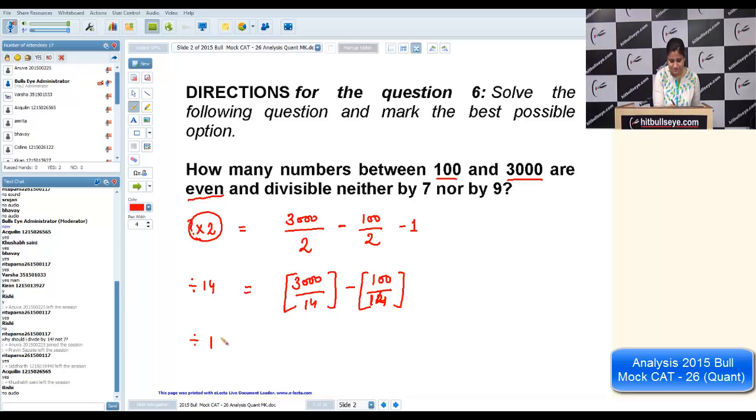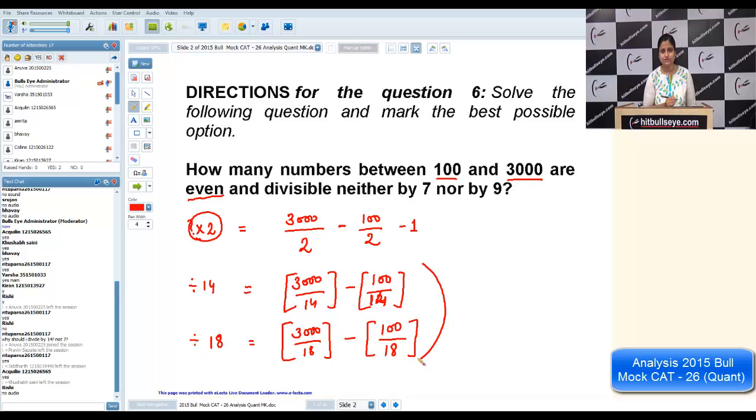Then you will calculate divisible by 18, because the number should be even as well as a multiple of 9. So you will take 3000 by 18, we'll take its gent, I mean only the integral part, minus 100 by 18. Why am I subtracting here? Because my range is from 100 to 3000. But these two categories include those numbers which are multiples of 14 as well as of 18. Now, what is the least common multiple of 14 and 18? It is 126. So it will be 3000 by 126, its gent, minus 100 by 126.